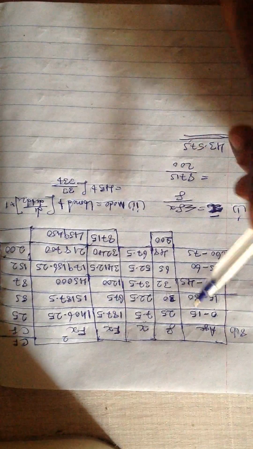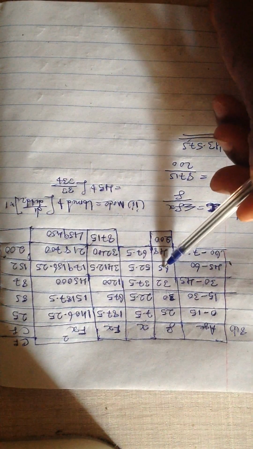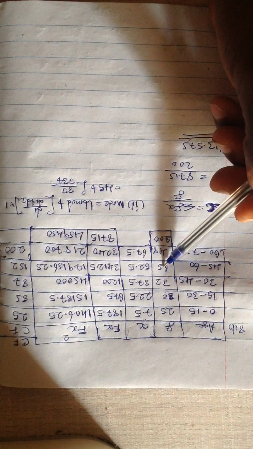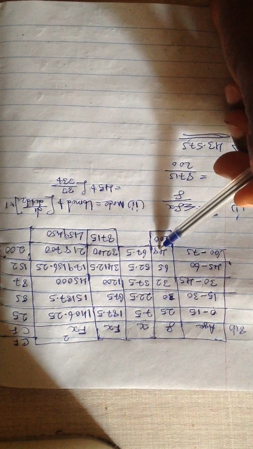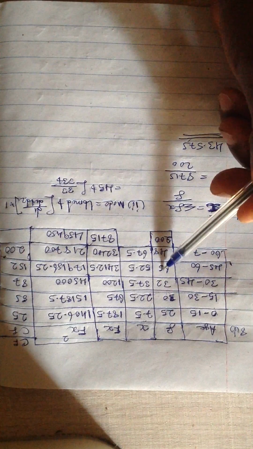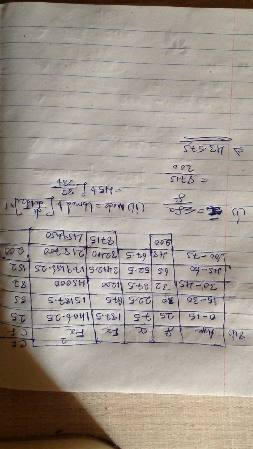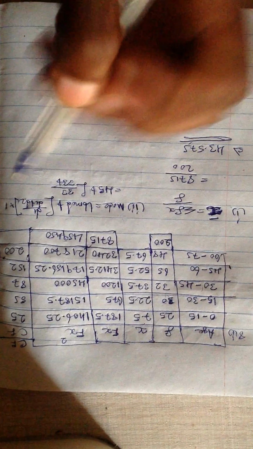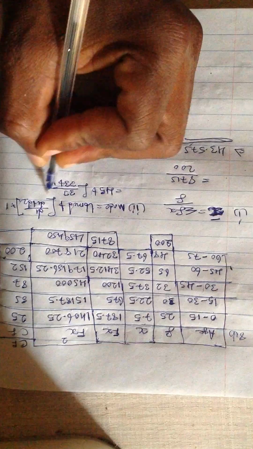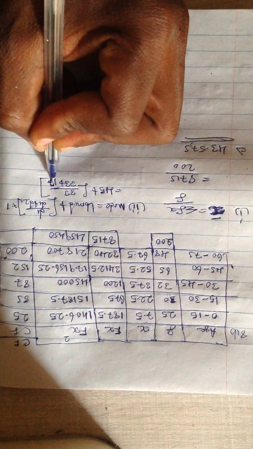plus d sub 2. Our d sub 2 is the frequency of the mode class minus the next lower frequency. This is the next lower frequency, and this is the next upper frequency. So it will be 65 minus 48. What is 65 minus 48? You're going to have 17. So plus 17 here. Okay, we have something like this.